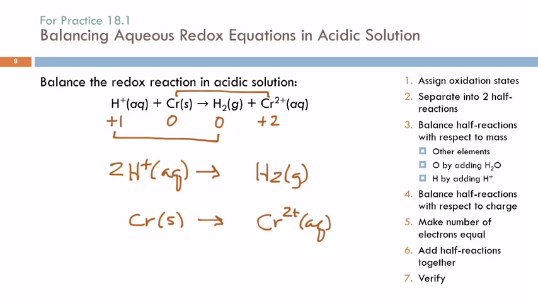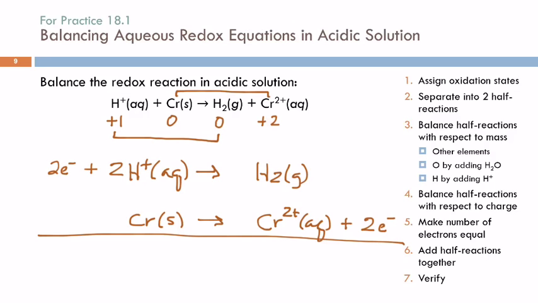So now we balance the charges. Here I've got 2 positive charges, so that means I want to put 2 electrons over here, because on the other side there's no charge. So we're going 0 on each side. And then here I've got chromium, 0 charge, and a +2 charge over there. So I need to add 2 electrons here to balance the charge on that one. Okay, so now we need to make the number of electrons equal, but cool, they're already equal, right?